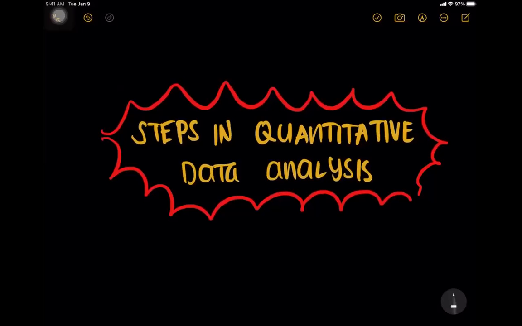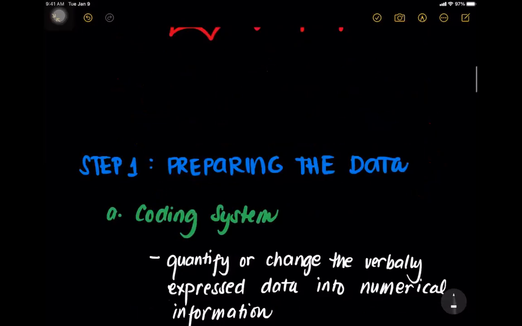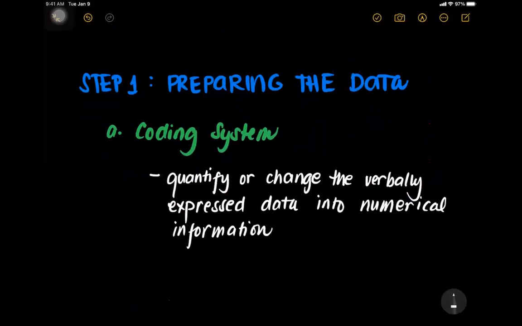So let's now talk about the steps in quantitative data analysis. There are two basic steps, or two parts, in how we are going to analyze quantitatively your collected data. The first one here is your data preparation. So keep in mind that no data organization means no sound data analysis.